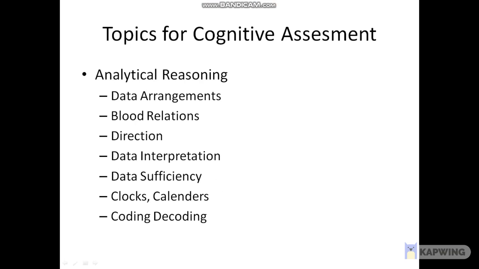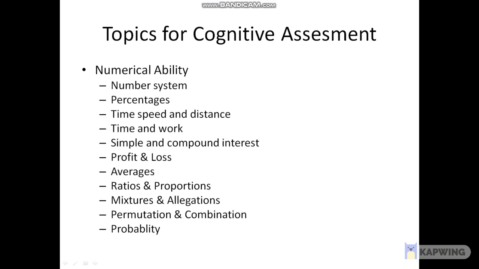Next for the cognitive assessment is analytical reasoning. Here they are going to ask data arrangements, blood relations, directions, data interpretation, data sufficiency, and clocks and calendars, where they might ask what day January 1, 2014 was. Then coding and decoding. All these are included in analytical reasoning. The next one is numerical ability.